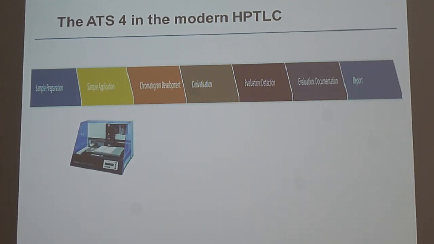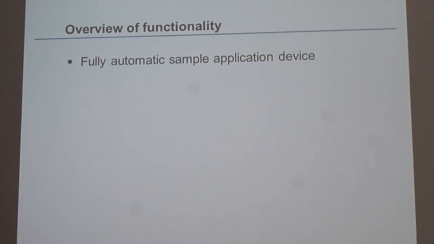We are here now on the indicator part. What do you see? That is to switch it on. Then it's a fully automatic application device. That means you prepare your application, your samples in the rack, then you program it in the software, which is controlled via VisionCATS or WinCATS, what you prefer.